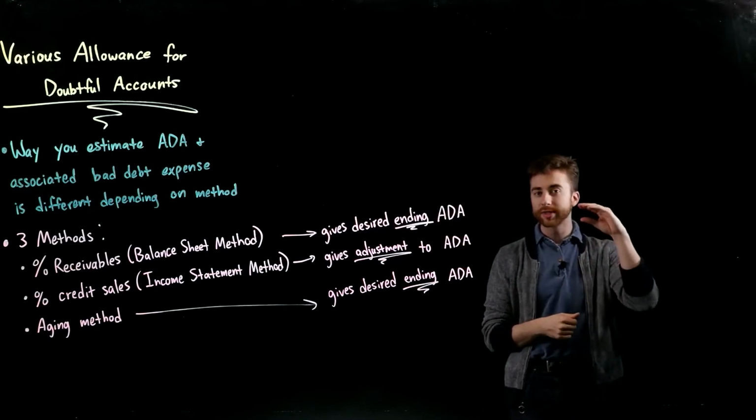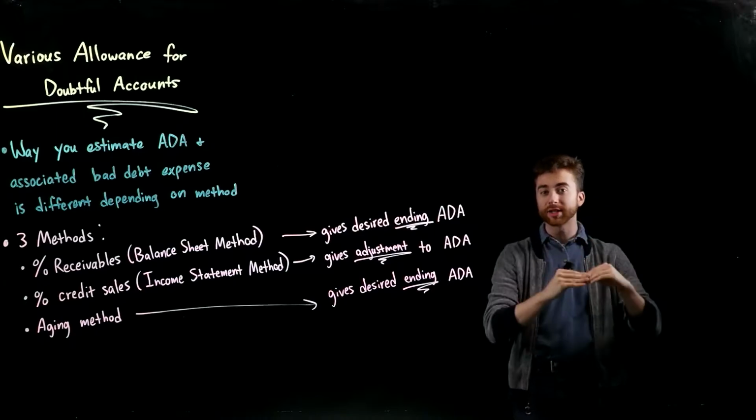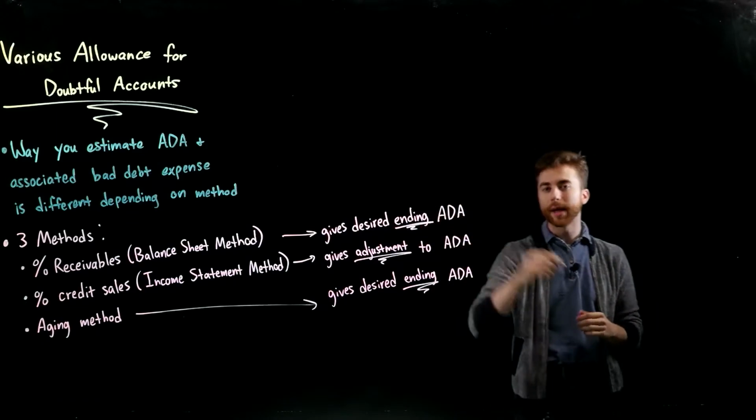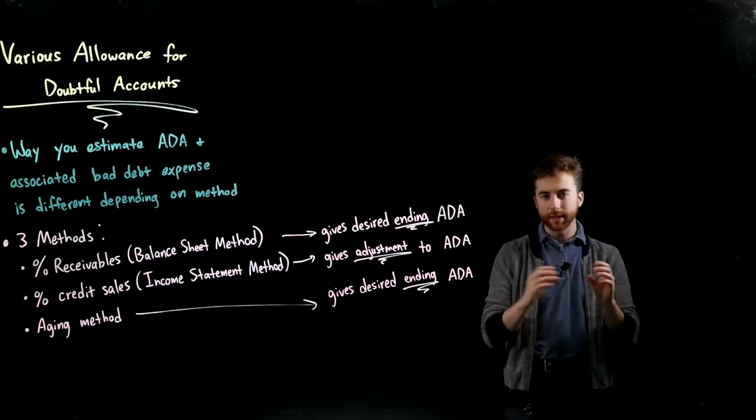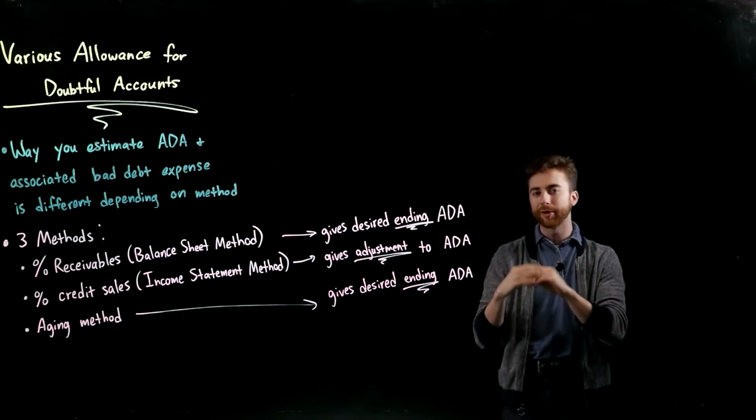So you're going to start with some amount. You have to make an adjustment to equal that ending balance right there. So it's the balance sheet method because it uses the accounts receivable balance sheet item.